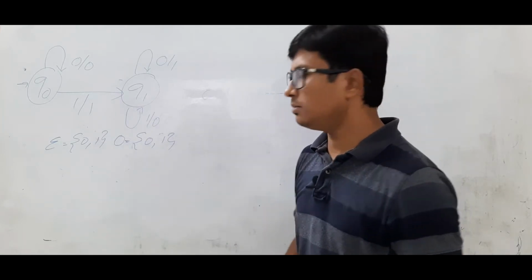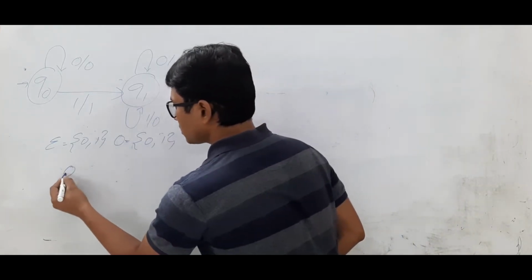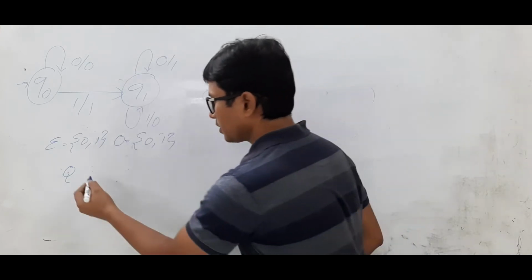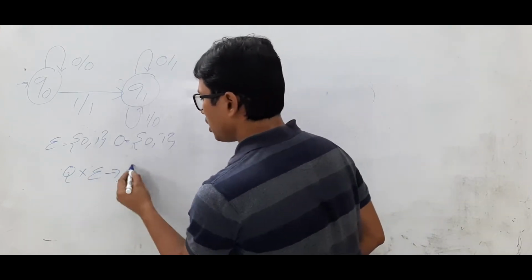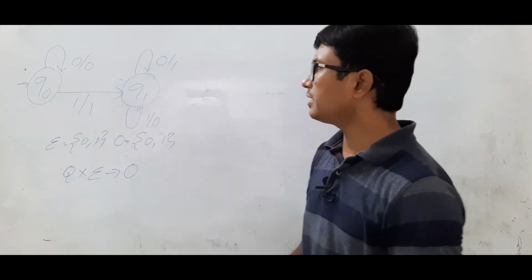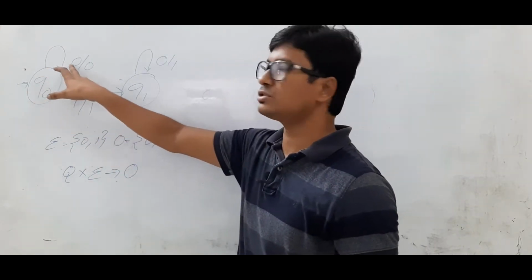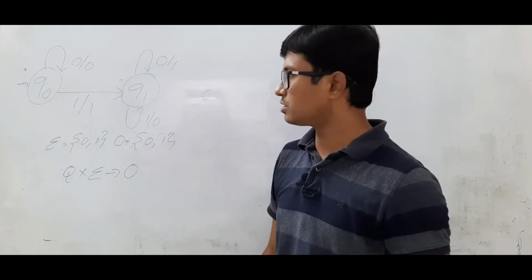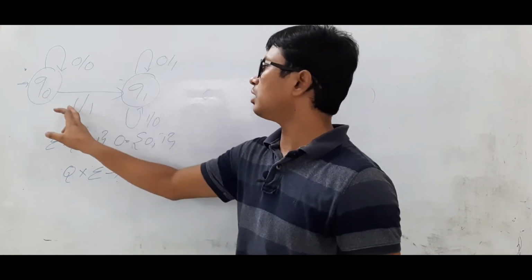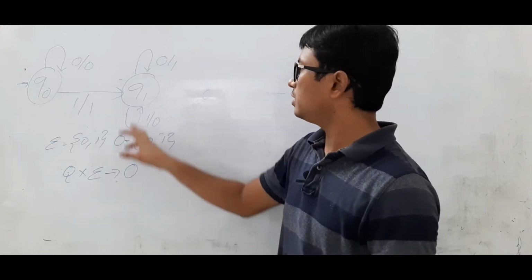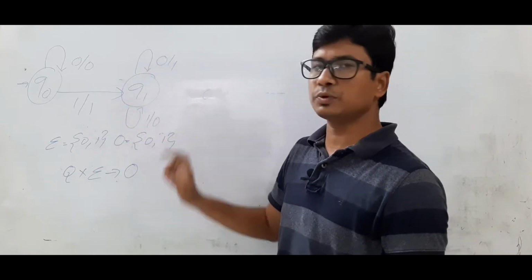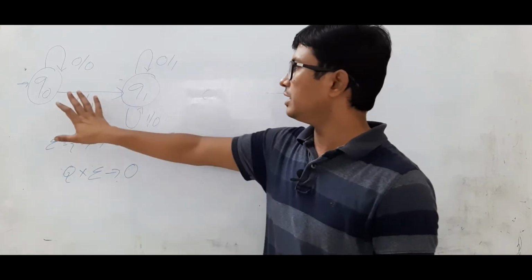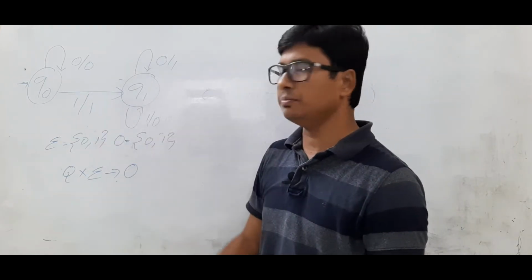When can it be a Mealy machine? If on a state Q, by taking an alphabet, it produces an output. Am I right? Q0 on 0 is producing an output 0, so it is satisfying. Q0 on 1 is producing output 1. Q1 on 0 is producing an output, and Q1 on 1 is producing output 0. So it is satisfying the properties of a Mealy machine.